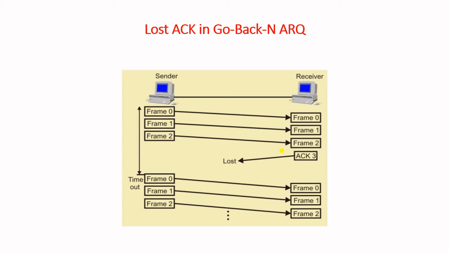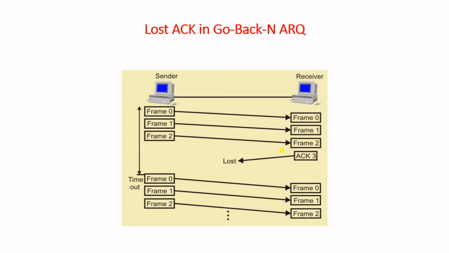Okay, so without receiving the acknowledgement for frame 3, which is lost during transit, the sender's timer times out and it again sends frames 0, 1, 2, which are retransmitted. So in this figure, it is shown how, due to a lost acknowledgement, the frames are retransmitted in Go Back N ARQ.